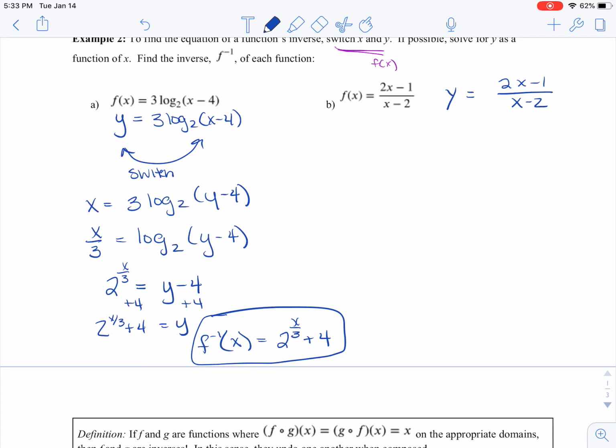Maybe a more precise way of saying it is that we replace y with x and any x's with y's. So we're going to say x equals 2y minus 1 over y minus 2. And now it's really algebraic manipulation that you've done many times in the past to solve for y. I'm going to multiply both sides by y minus 2. So x times y minus 2 equals 2y minus 1. I'm going to distribute the x.